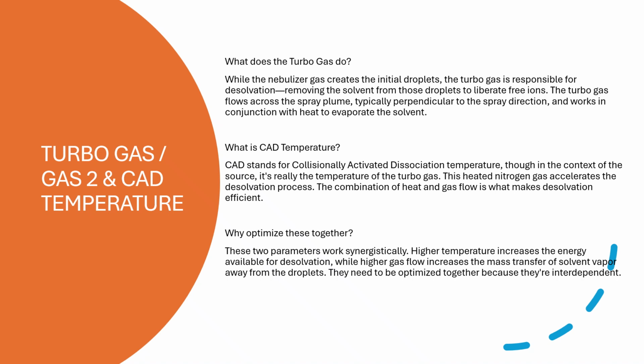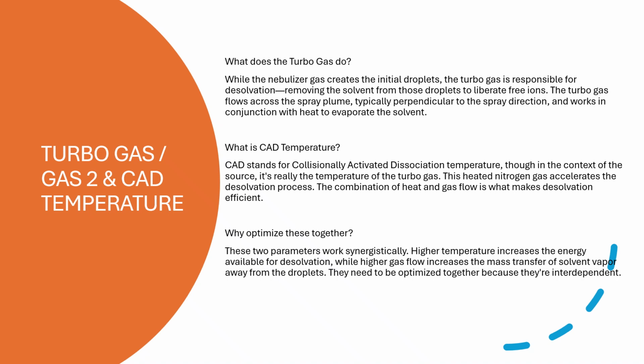Why do you need to optimize turbo gas and CAD temperature together? These two parameters work synergistically. Higher temperature increases the energy available for desolvation, while higher gas flow increases the mass transfer of solvent vapor away from the droplets. They need to be optimized together because they are interdependent.